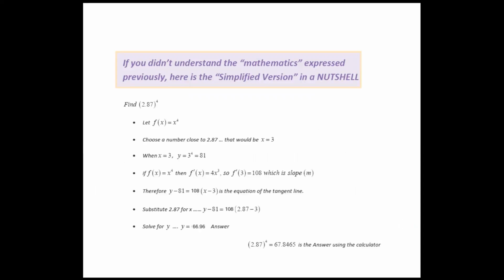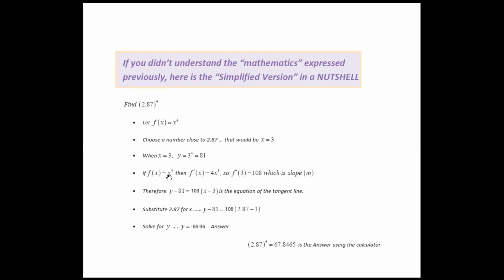Let's close with one last problem, and let's go through it quickly. Let's not do any thinking on this, and let's not have any particular formula. I want to find 2.87 to the fourth power without a calculator. What's my model function? x to the fourth, that's no secret. What's a number close to 2.87 that you can raise to the fourth power? That's 3. When x is 3, what is y? 3 to the fourth power is 81. That's my y coordinate, and 3 is my x coordinate.